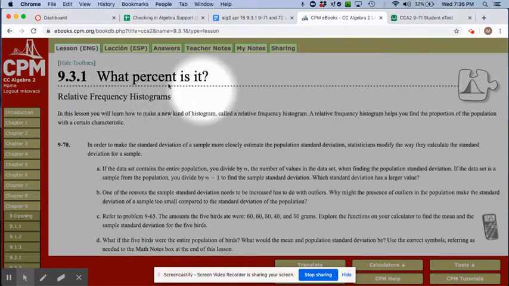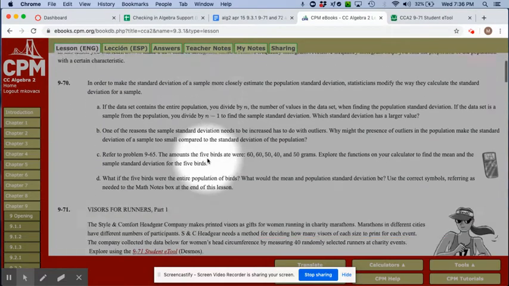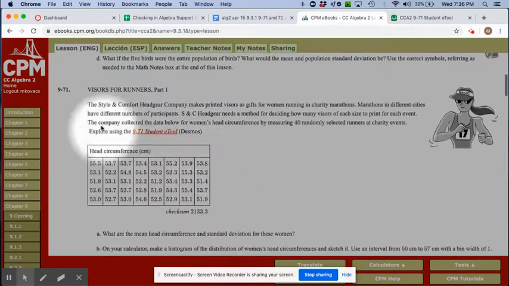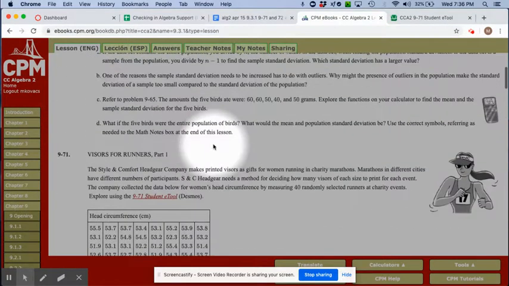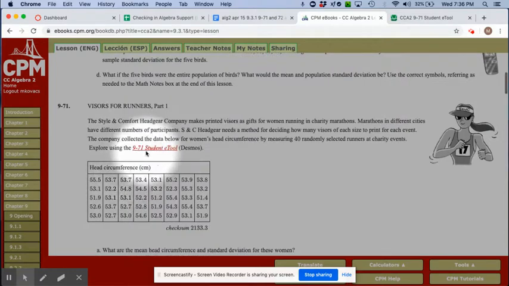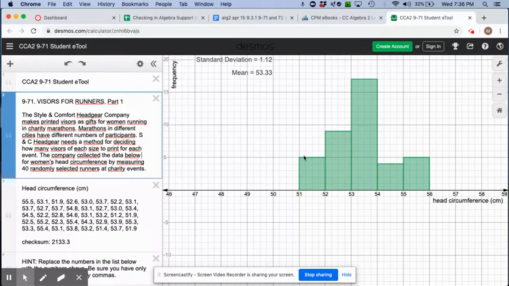So this week we're focusing on this one. First, we're going to go out of order. So we're going to do 71 and 72 first. Now, what I'd like you to notice is for 9-71, there's this fabulous thing called the 9-71 Student eTool. So make sure you click on that because it's really going to walk us through the whole problem. So when you click on it, you will end up over here.